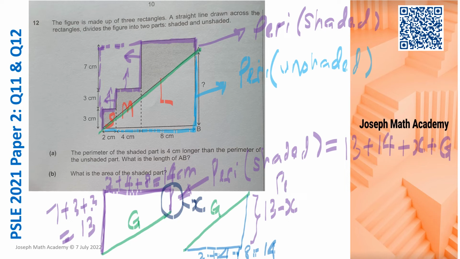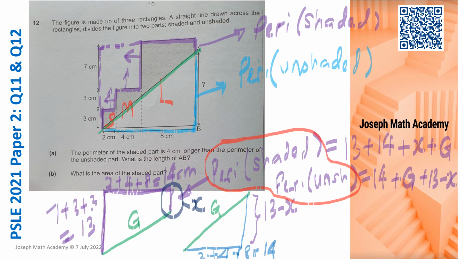Okay, right. So perimeter of the unshaded will be 14 plus g plus 13 minus x. Now, these two have a relationship. If you look at part A, the perimeter of the shaded part is actually 4 cm longer. That means the perimeter of the unshaded is 4 cm shorter.